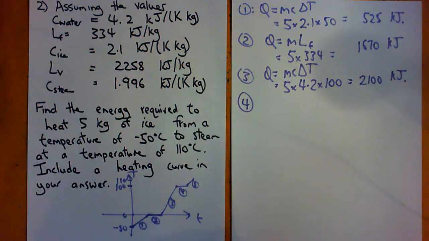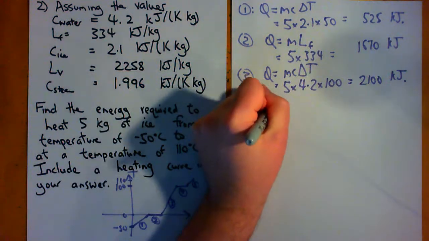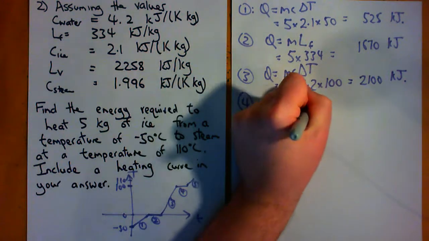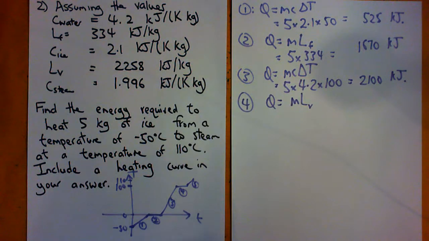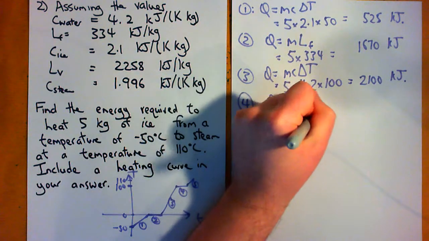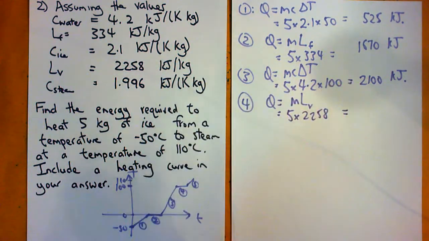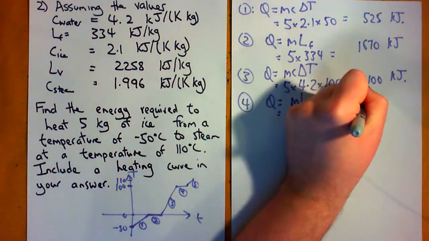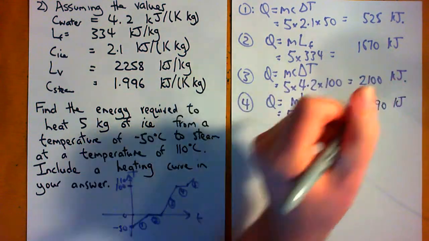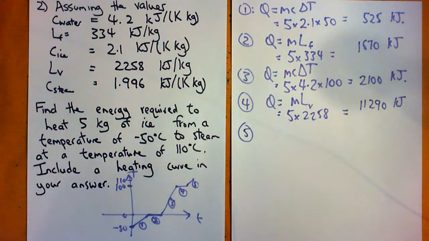So now it's at 100 degrees and it's about to become steam, so it's a phase change we're looking at. Q equals mL, and it's the latent heat of vaporization, because it's the phase change from liquid to gas. The mass is still 5, and LV we're given to be 2,258, and this is by far the most energetic part of the process. If we calculate that, we get 11,290 kilojoules.